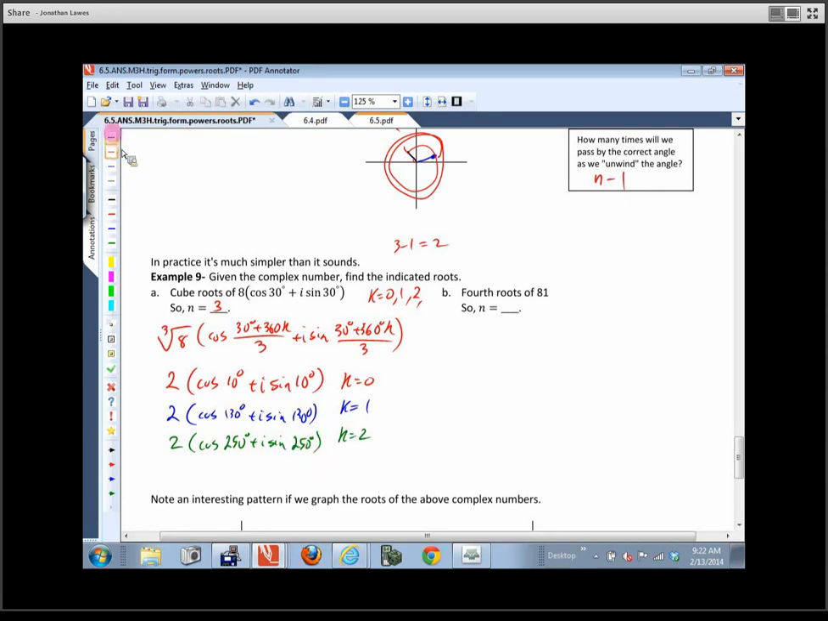Now, just for the heck of it, let's see what would happen if I said, well, why did we have to stop at 2? Let's say we said k equals 3. This would be 2 times the cosine of, okay, let that equal 3, so that's going to be 1080, right? Plus 30. That's going to be 1110. What's 1110 divided by 3? 370.